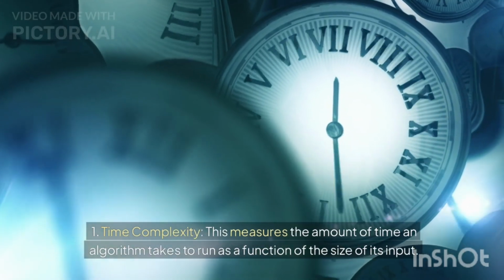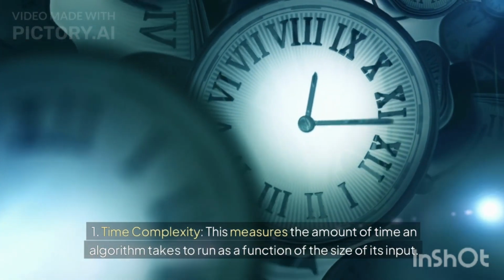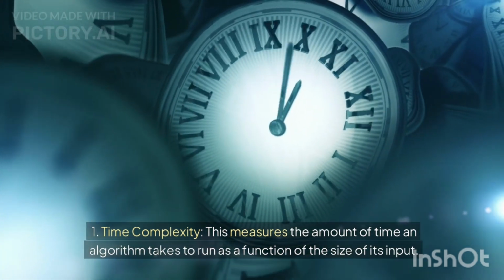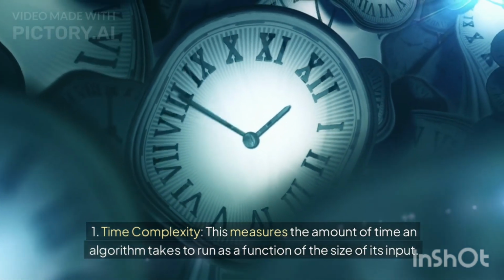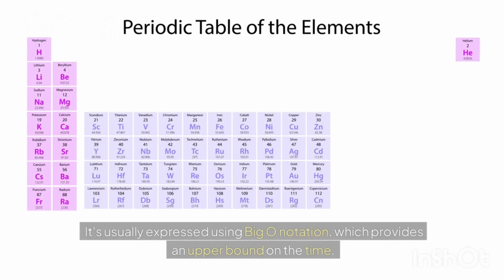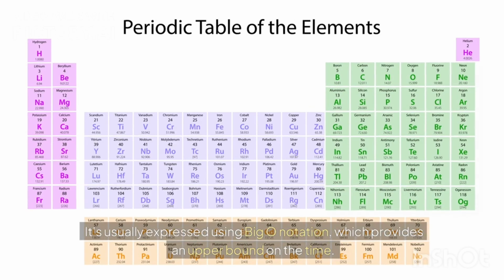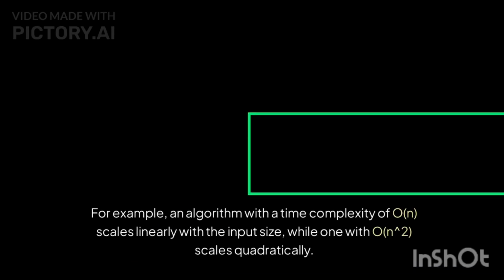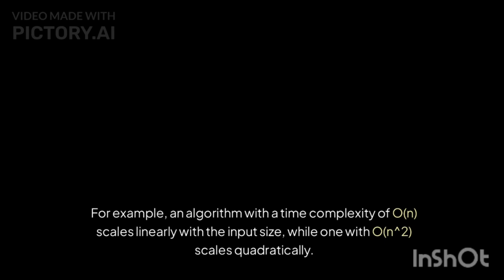1. Time complexity. This measures the amount of time an algorithm takes to run as a function of the size of its input. It's usually expressed using big O notation, which provides an upper bound on the time. For example, an algorithm with a time complexity of O(n) scales linearly with the input size, while one with O(n^2) scales quadratically.